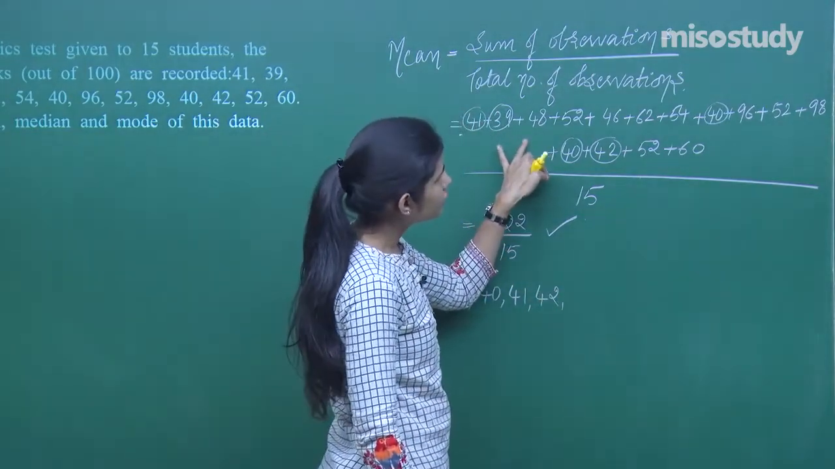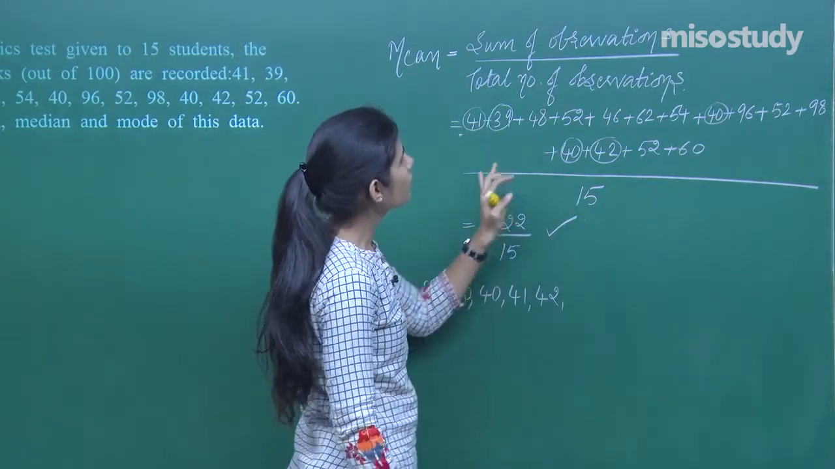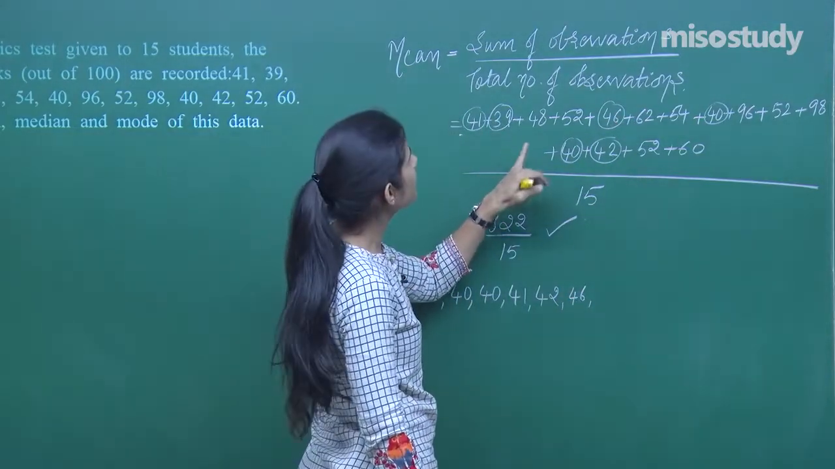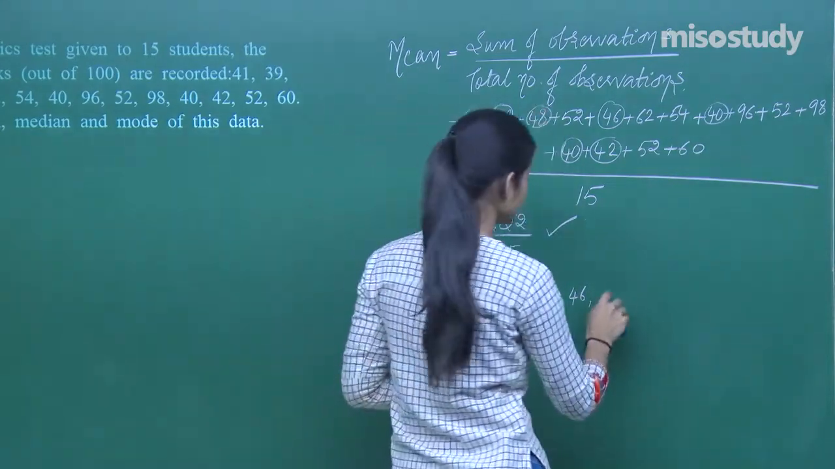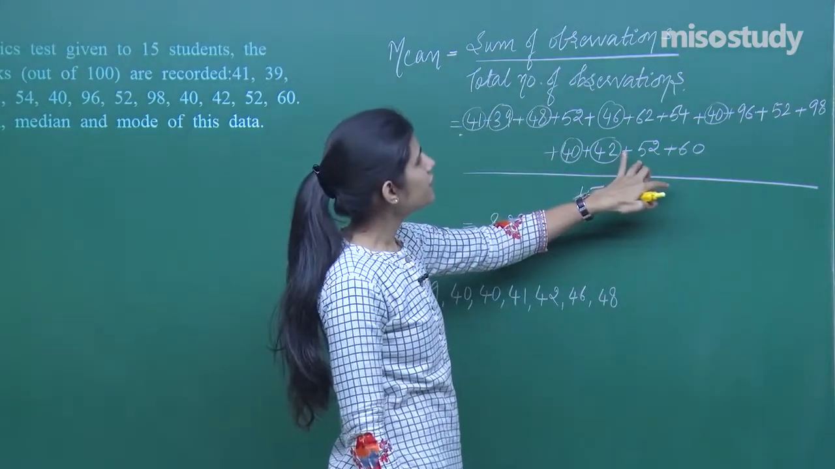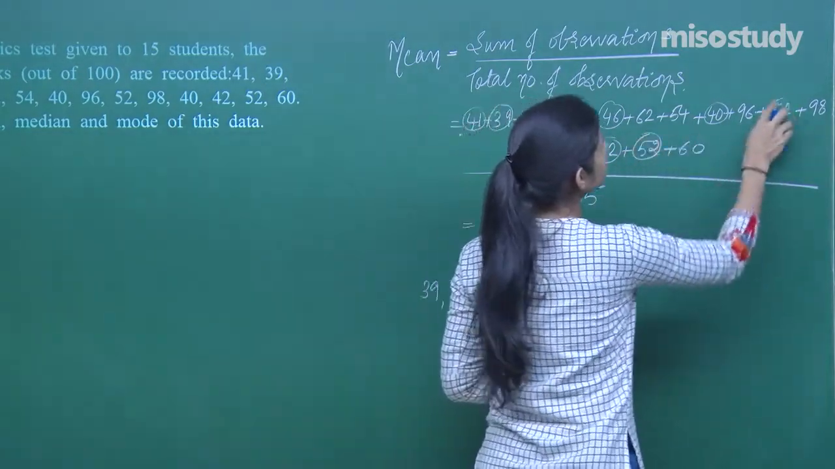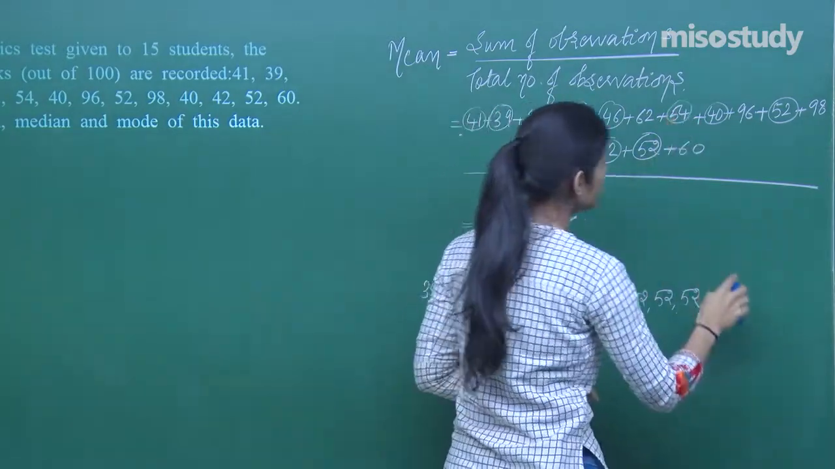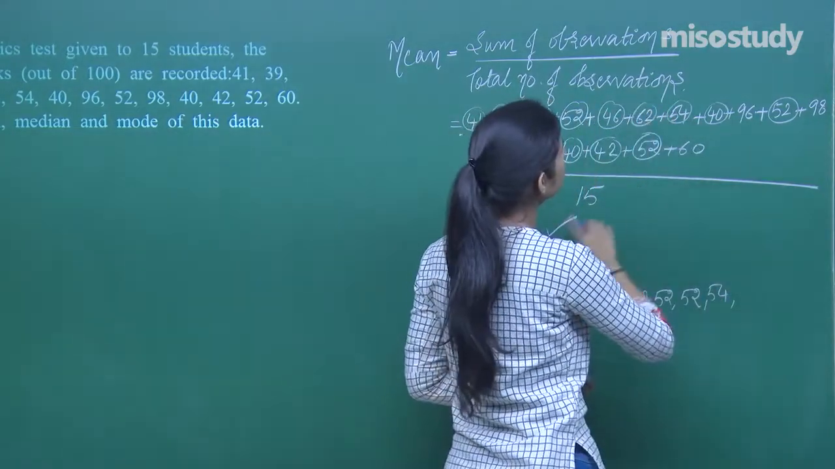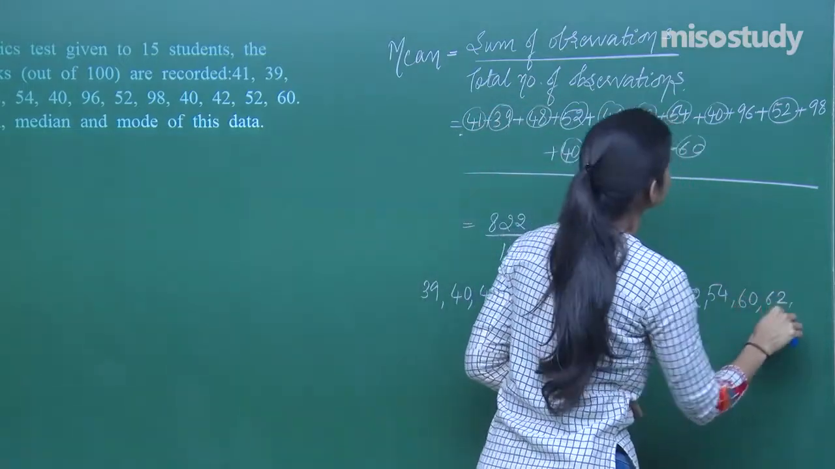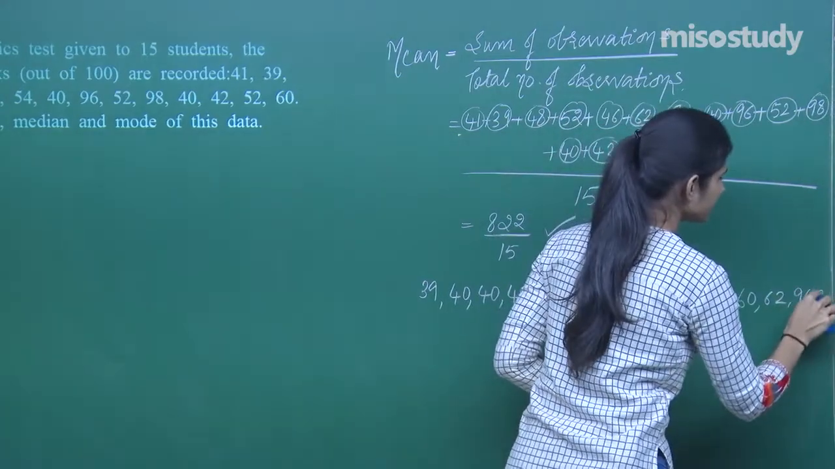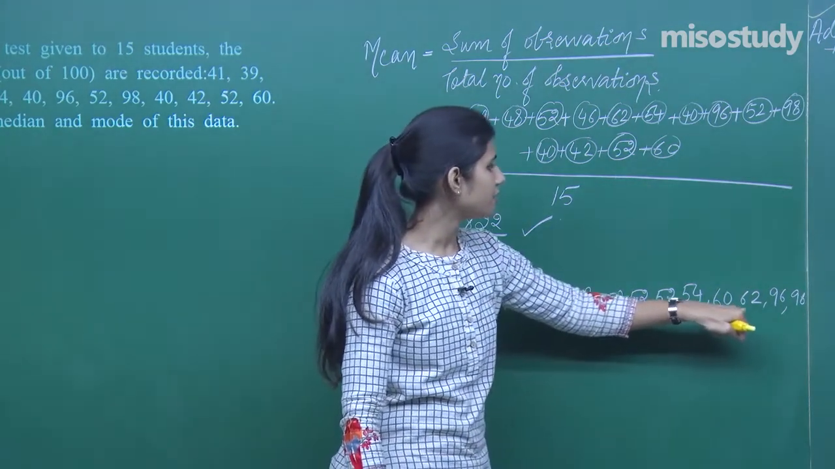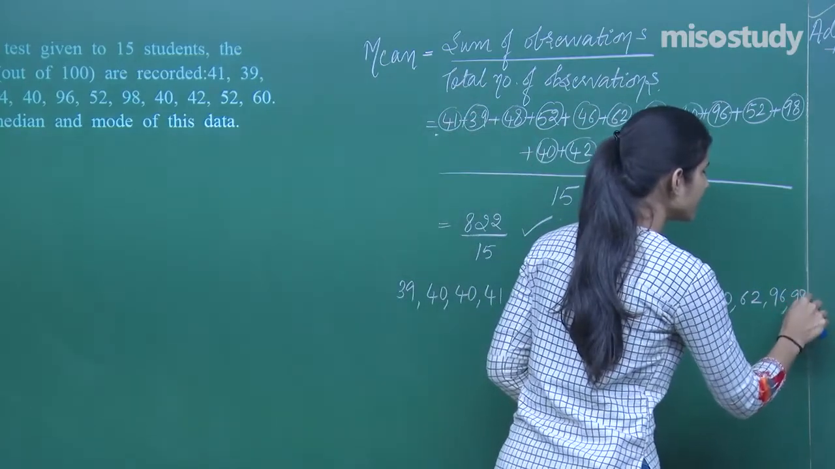After that you have 43, you don't have 43, 44, 45, 46 you have. Then 47 you don't have, 48 you have, 49, 50, 51, 52 you have, there are 3 52s. After that you have 54, then you have 60 and 62, 96 and then 98. I have arranged the data in the ascending form, 1, 2, 3, up to 15. These are my 15 values in the data arranged in the ascending format.